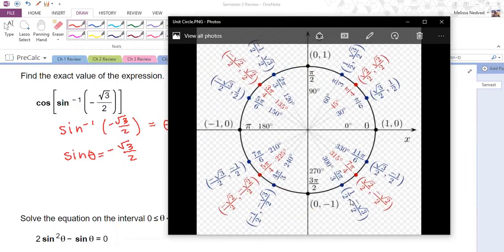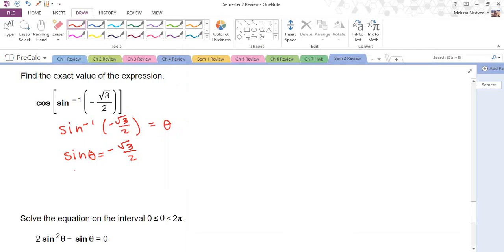But we restrict our inverse function to be in, for sine, quadrants 1 and 4. So even though I do have a negative root 3 over 2 at 4 pi over 3, that's not in my domain for my inverse sine function. Only quadrants 1 and 4 are, so I'm going to use 5 pi over 3 here. So theta is equal to 5 pi over 3. Now that means that I'm going to replace all of this with 5 pi over 3. And that gives me the function, what is cosine at 5 pi over 3?